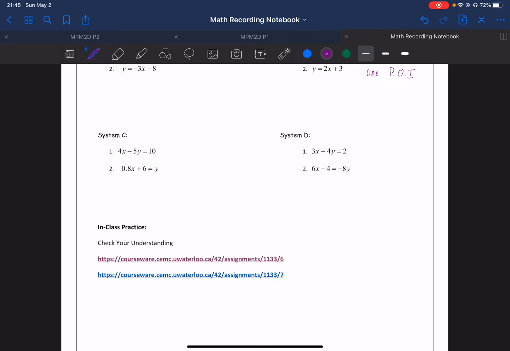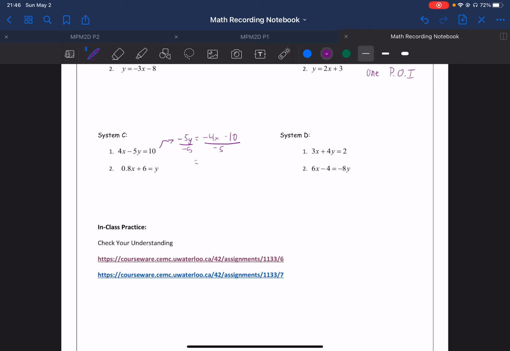Okay, we have y equals 0.8x plus 6 and 4x minus 5y equals 10. Let's check this one out. Let's put this into the same form. We got negative 5y equals negative 4x plus 10. You divide this out to get that y by itself.